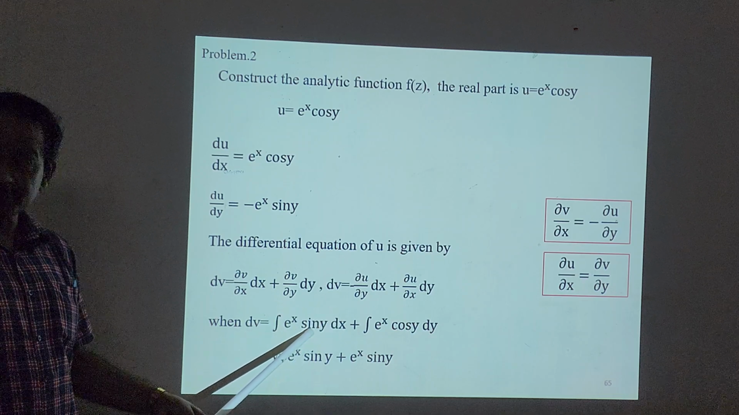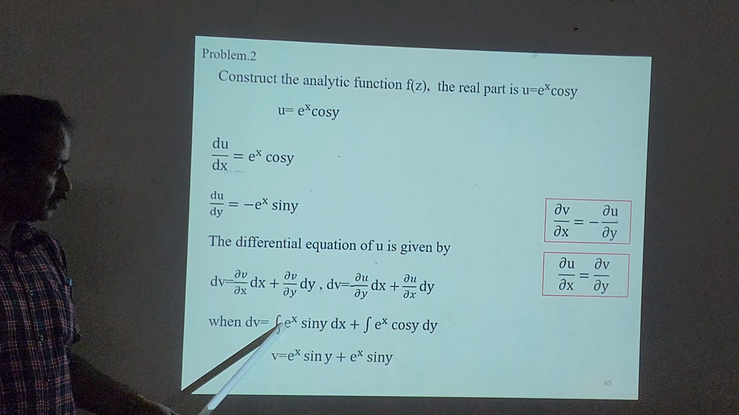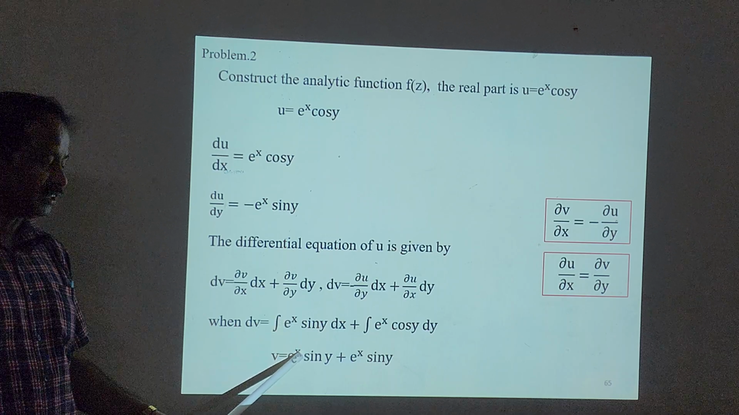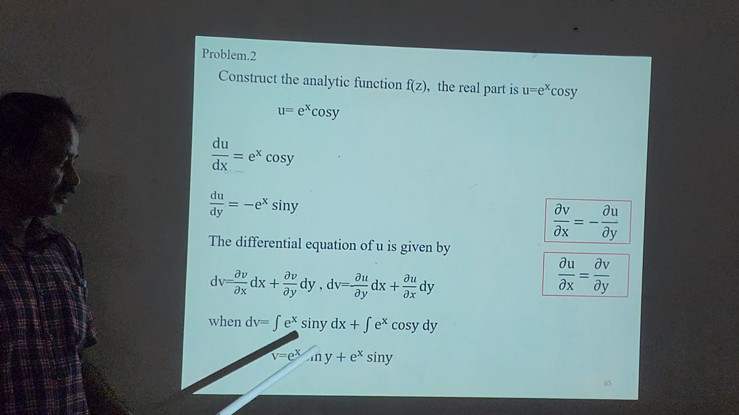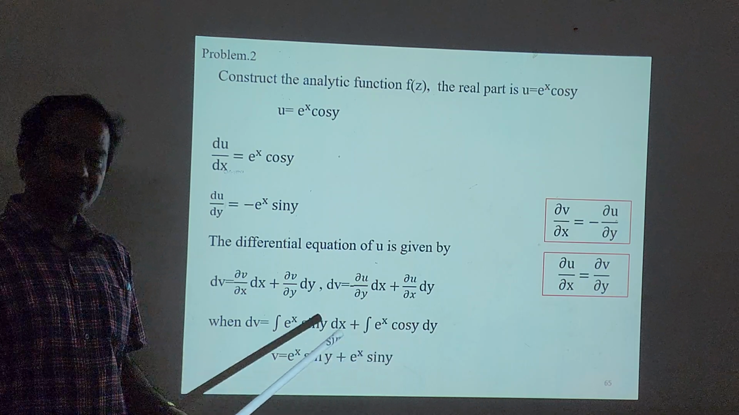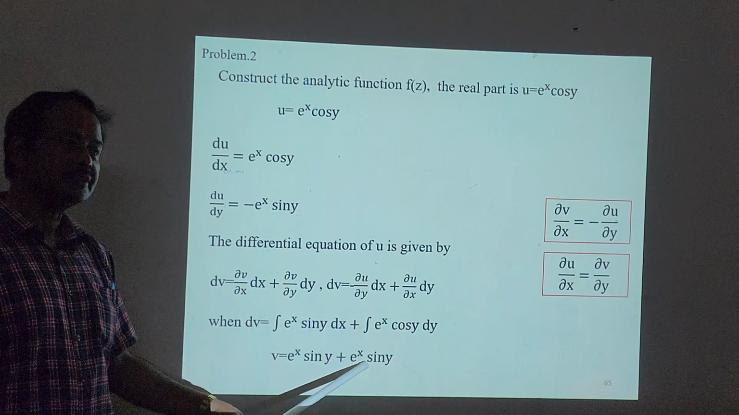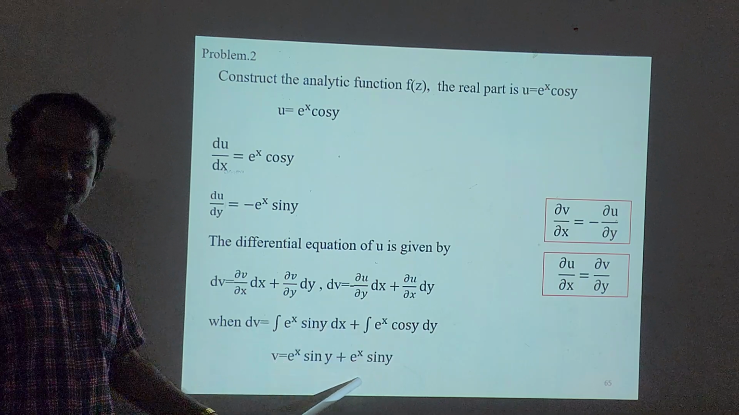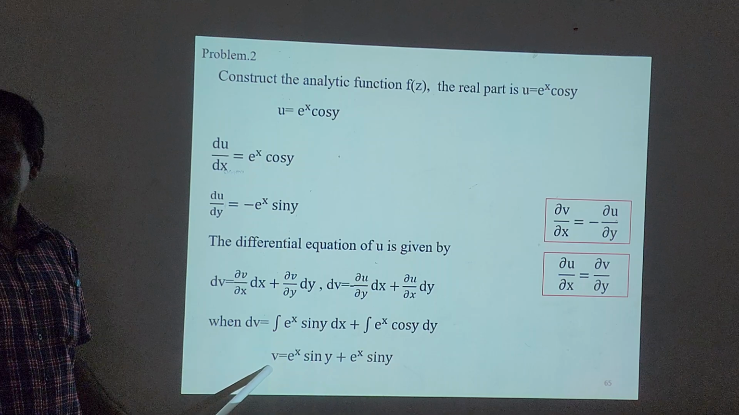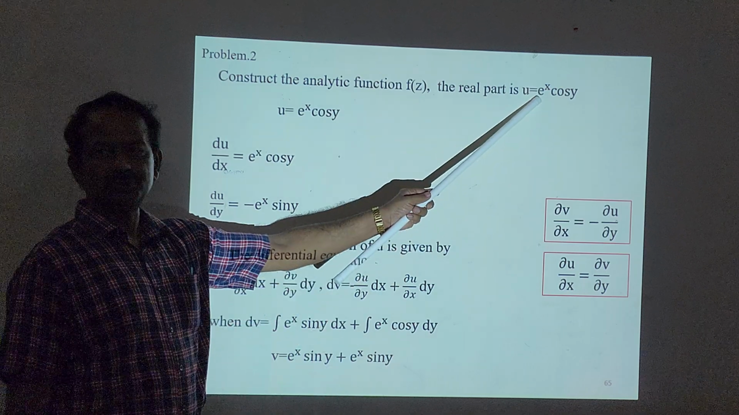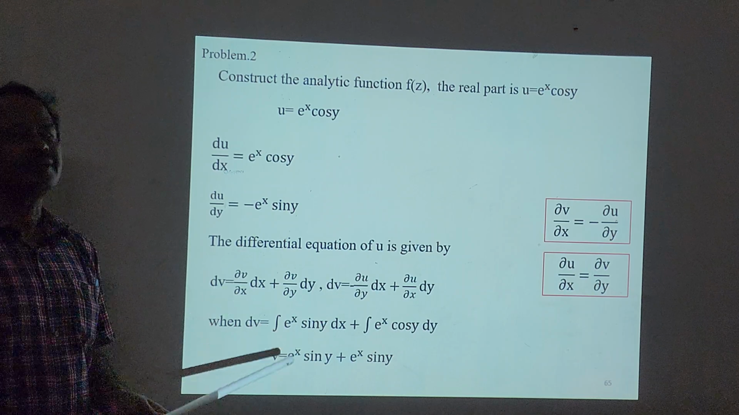So sin y becomes constant. I have pulled it out. So e power x, when you integrate, the answer is e power x. So e power x sin y. Similarly, cos y, we are going to integrate cos y, that becomes sin y. So this is the answer. So we have now obtained v. Already we know u. So u plus iv will be f of z.